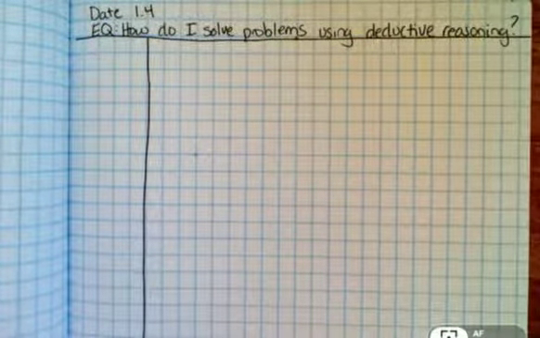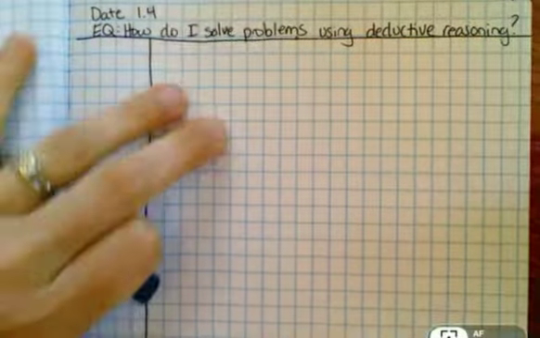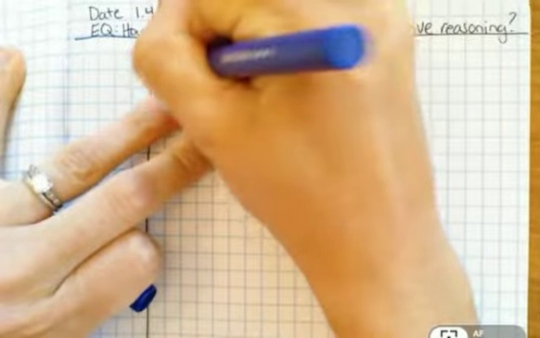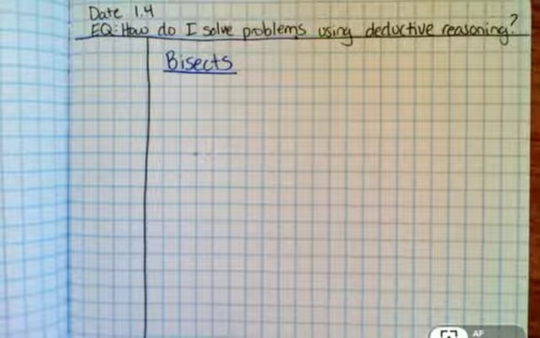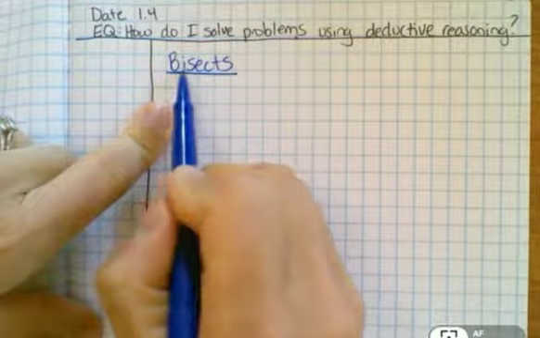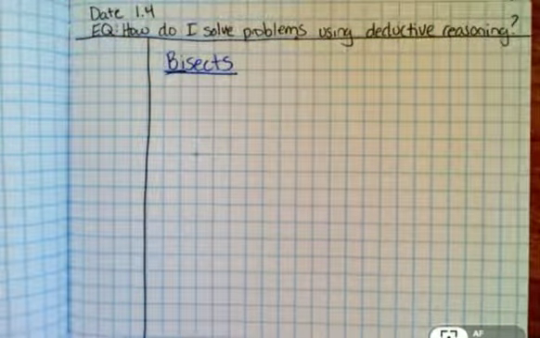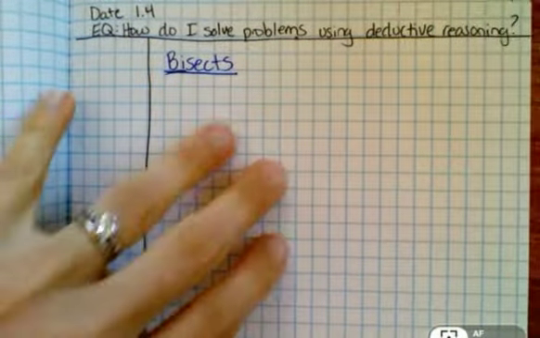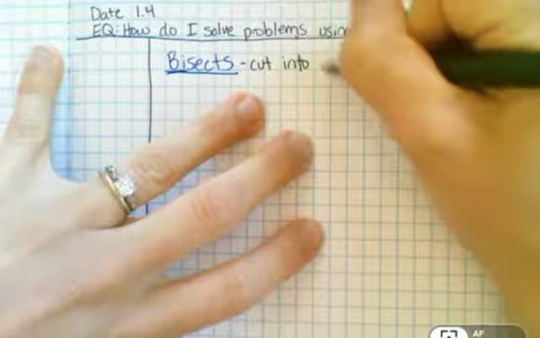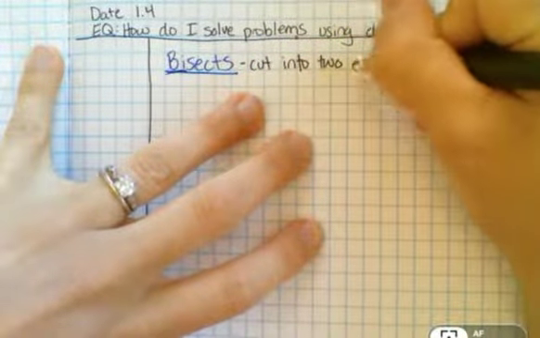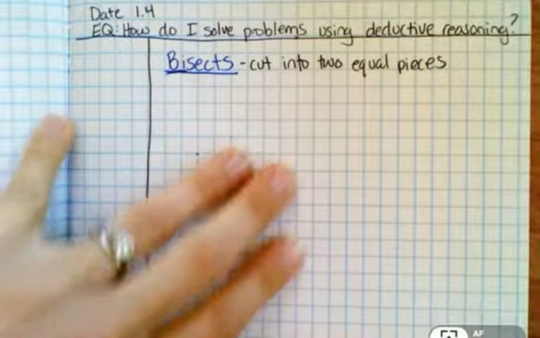So we're going to start off today with some vocabulary. The first vocabulary word is bisects. And you're probably familiar with this prefix. Bi means two. What bisects means is to cut into two equal pieces.